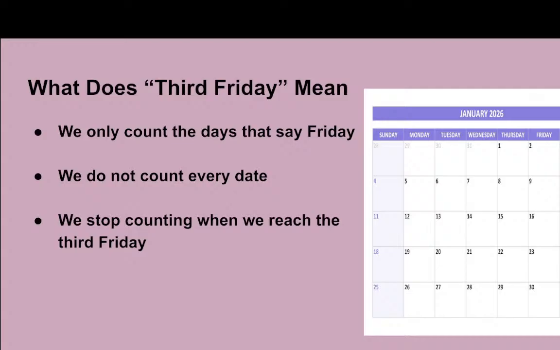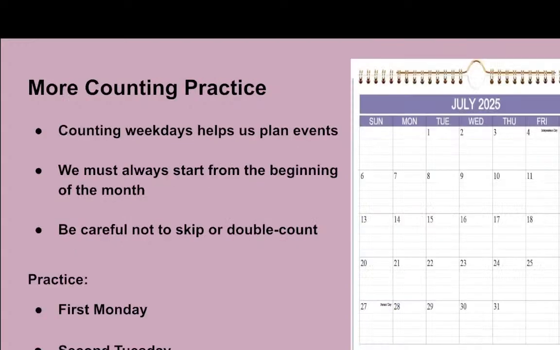Okay, let me move on to the next slide. So let's do more counting practice. Counting weekdays helps us plan events. So we must always start from the beginning of the month and be careful not to skip or double count dates. So let's look at the July 2025 calendar. What's the first Monday in July 2025? It's the 7th, right? I know you may be thinking, why is Monday left blank? That means the Monday was the last Monday in June 2025.